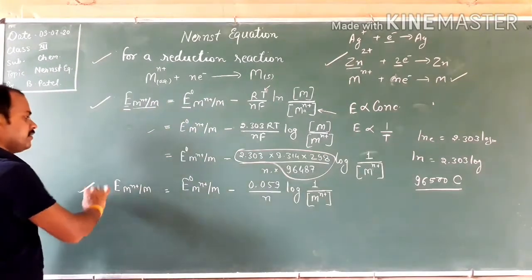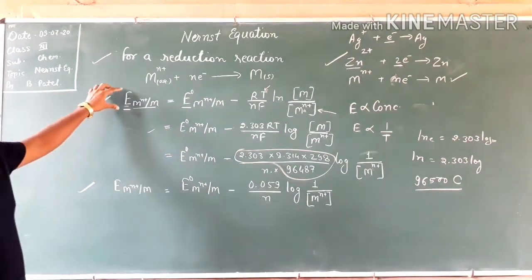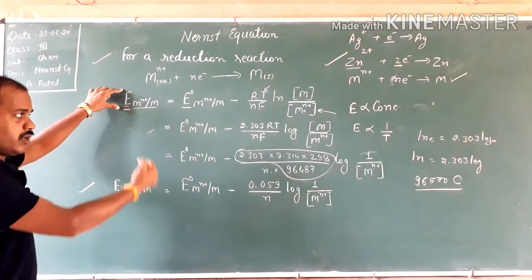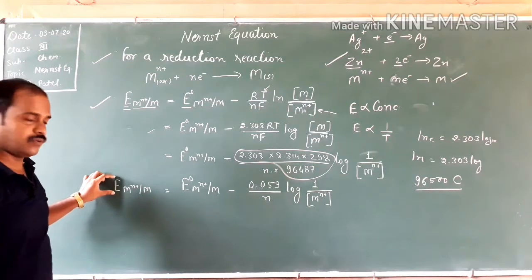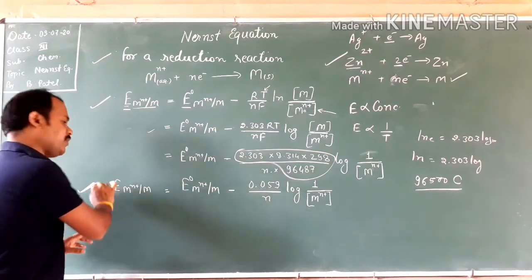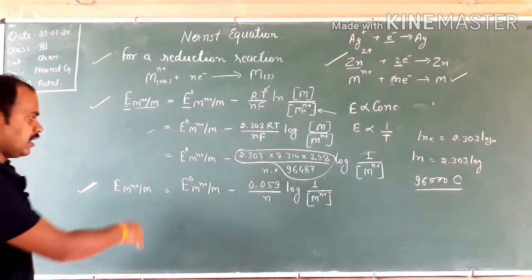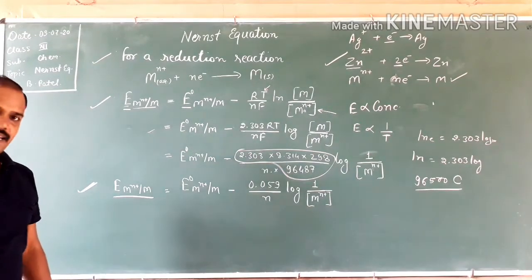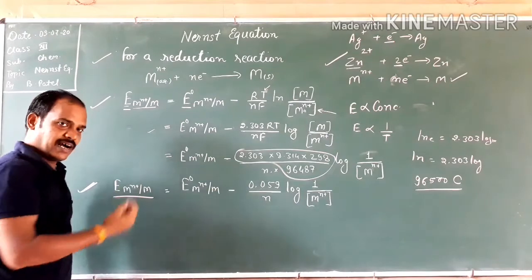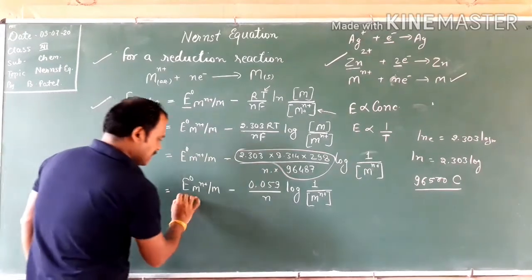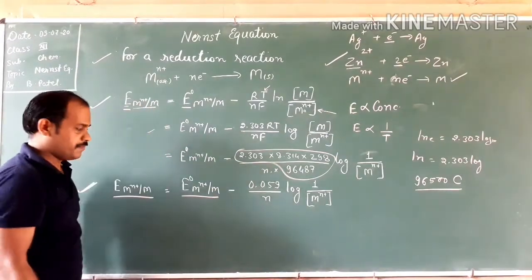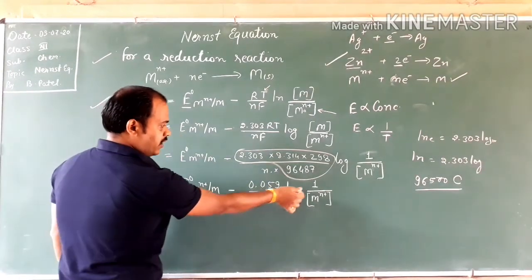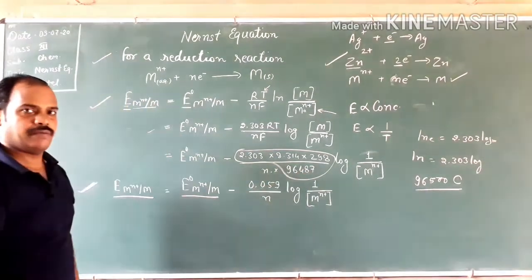So ultimately, this is the Nernst equation which was proposed by Nernst. If you solve it further, you will find this value. This equation will be used for our calculation. And what is the equation? Electrode potential of the cell or half cell is equal to the standard electrode potential minus 0.059 divided by n log 1 by [Mn+].